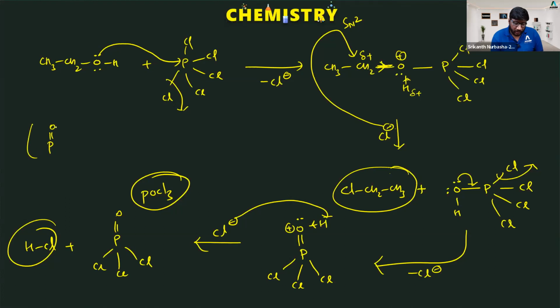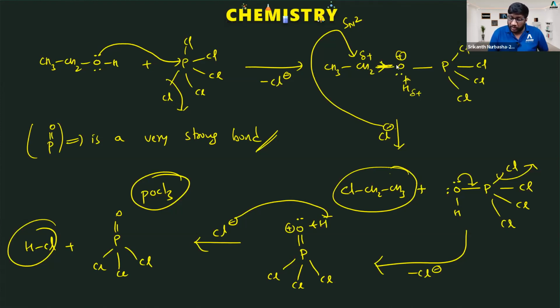P double bond O is a very strong bond. Because P double bond O is a very strong bond, the C-O bond is going to be cleaved. Because of that only you are getting this POCl3. Understood this point? That is why only chloride ion is attacking the electrophilic carbon, not the proton.